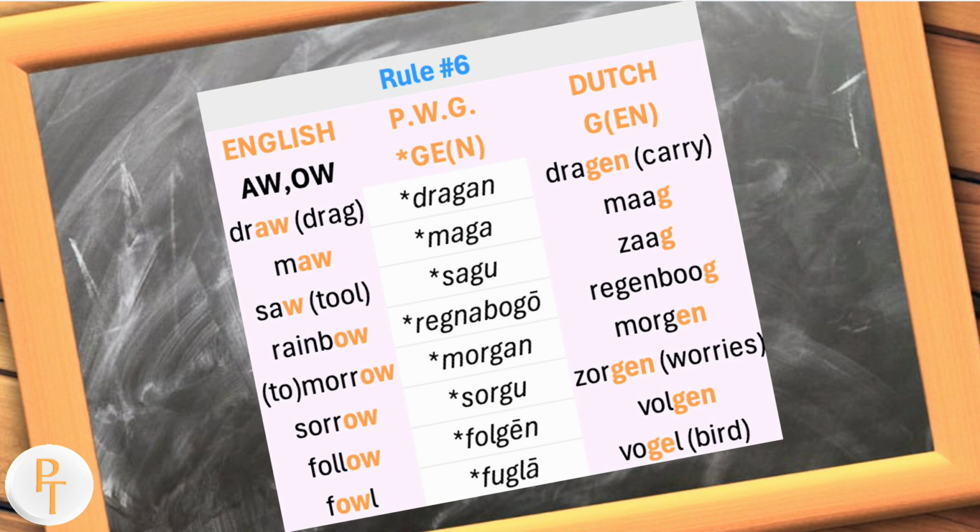Rule number 6. Words in English having O, AW, or OW, they used to be "ge" or "gen" in Proto-West Germanic, and Dutch retains that. Let's read a few examples.